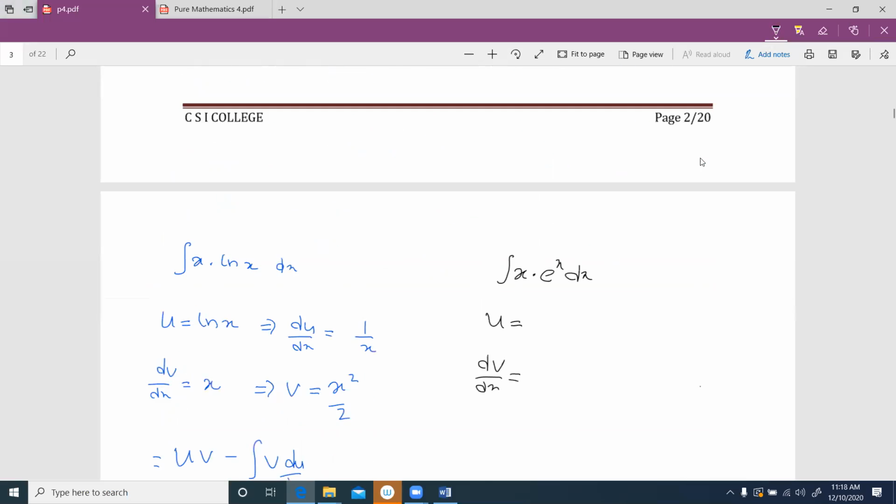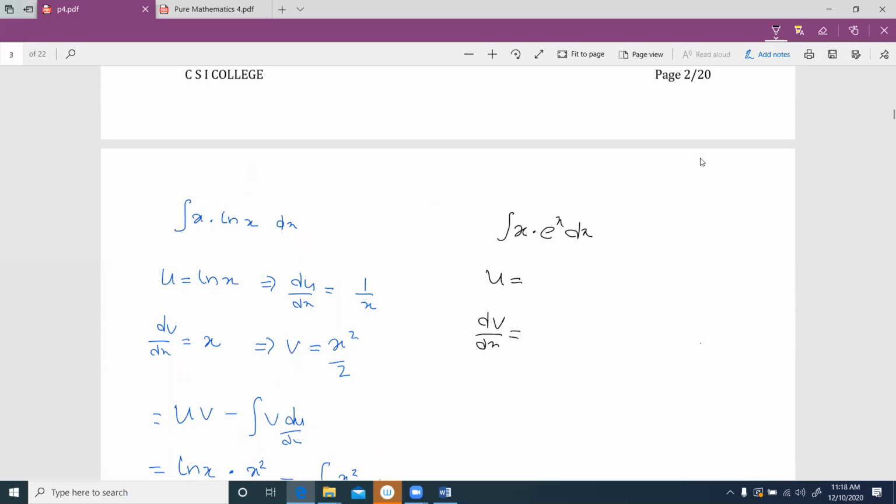Second priority goes to the functions which simplify on differentiation. If you take e to the power x as u, if you differentiate it again, you get e to the power x. It's not simplified. But if you use x as u, it simplifies on differentiation. That is what you mean by simplify on differentiation. So what is the answer? It turns to 1. We will get dv by dx as e to the power x. Therefore, v is the integration of e to the power x, which is e to the power x.